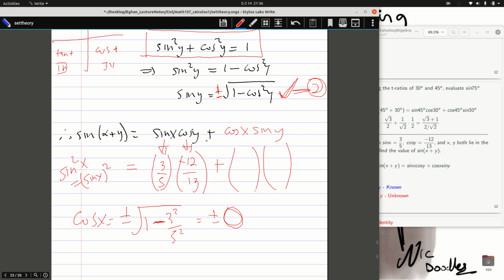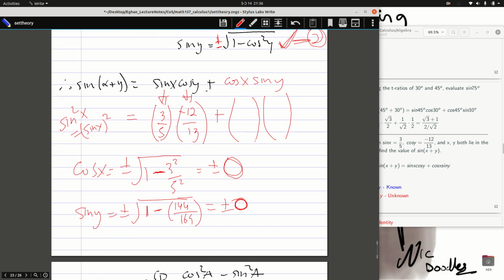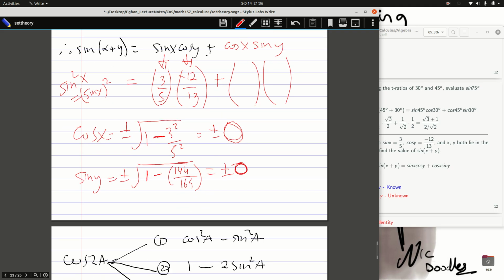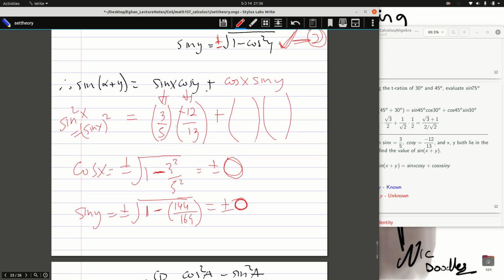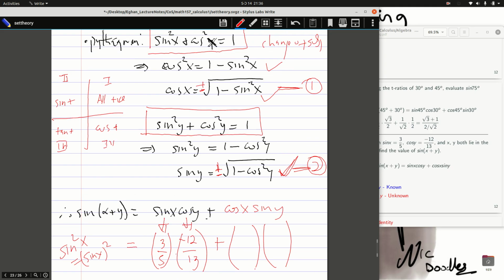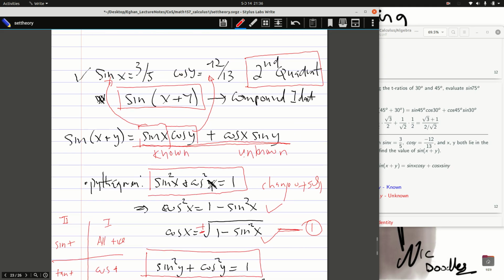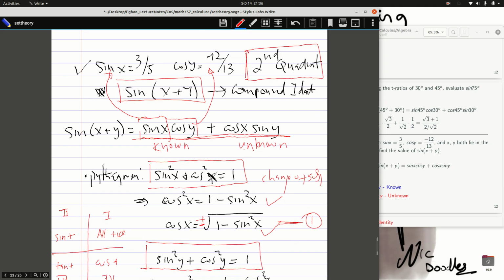In the same way, my sine y becomes plus or minus the square root of 1 minus 144 over 169 because of the square. Again, I'll get plus or minus some answer, which you have to get using your calculator. Then the question becomes, which one do I use? Do I use the positive or the negative? And this is where the second quadrant information becomes important.